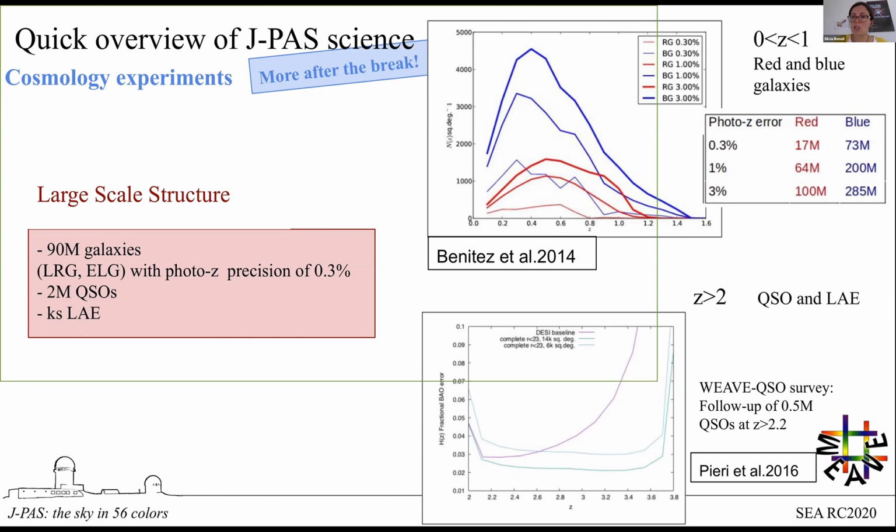And at higher redshift, above 2, we will actually use quasars and Lyman alpha emitters, for which we will also get extremely good photometric redshift, to do clustering analysis, both by ourselves, let's say J-PAS only, but also in collaboration with other surveys. In the case of quasars, the plan of the WEAVE-QSO survey is to follow up a million quasars from J-PAS, not only to study their clustering, but also do studies of the IGM and the Lyman alpha forest of these high redshift quasars.